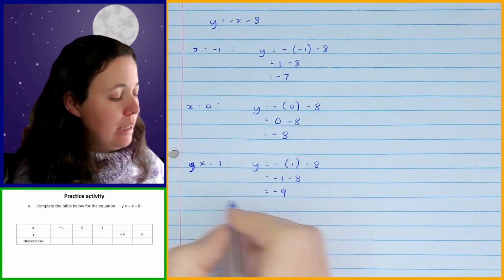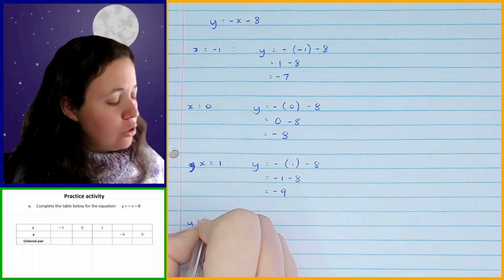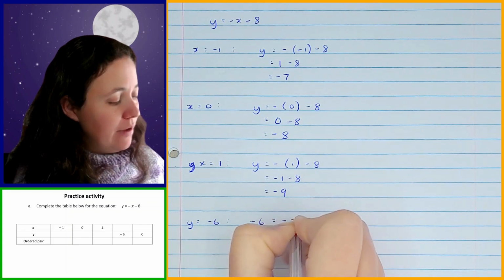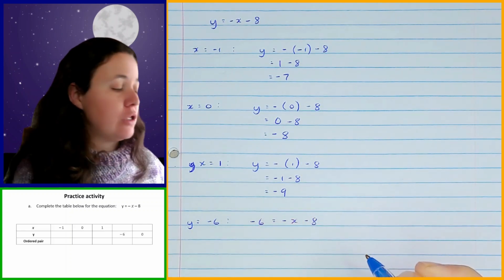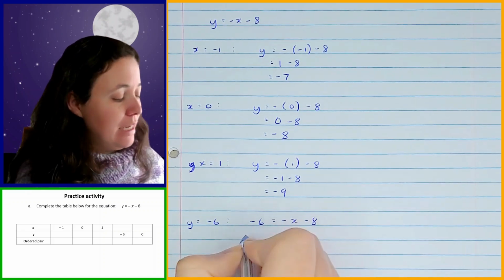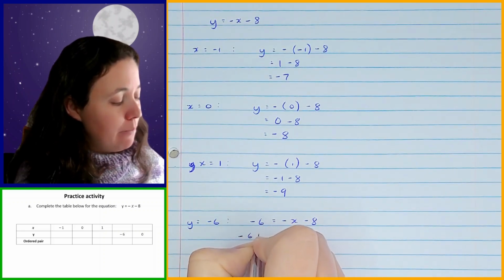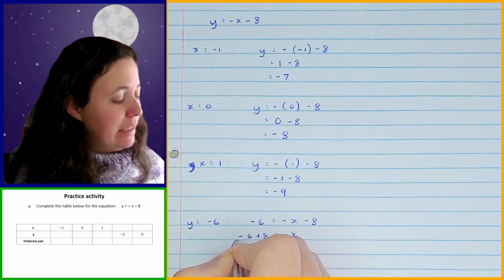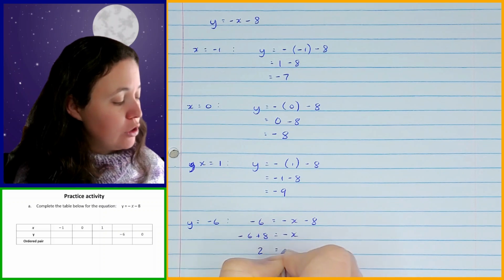Okay, then the next one, y is equal to negative 6. So here I've got negative 6 equal to negative x minus 8. So now I need to solve for x. I'm going to get rid of the negative 8 by adding 8 on both sides. So it's going to be negative 6 plus 8 equals negative x. So that's negative 6 plus 8 is 2, equal to negative x.